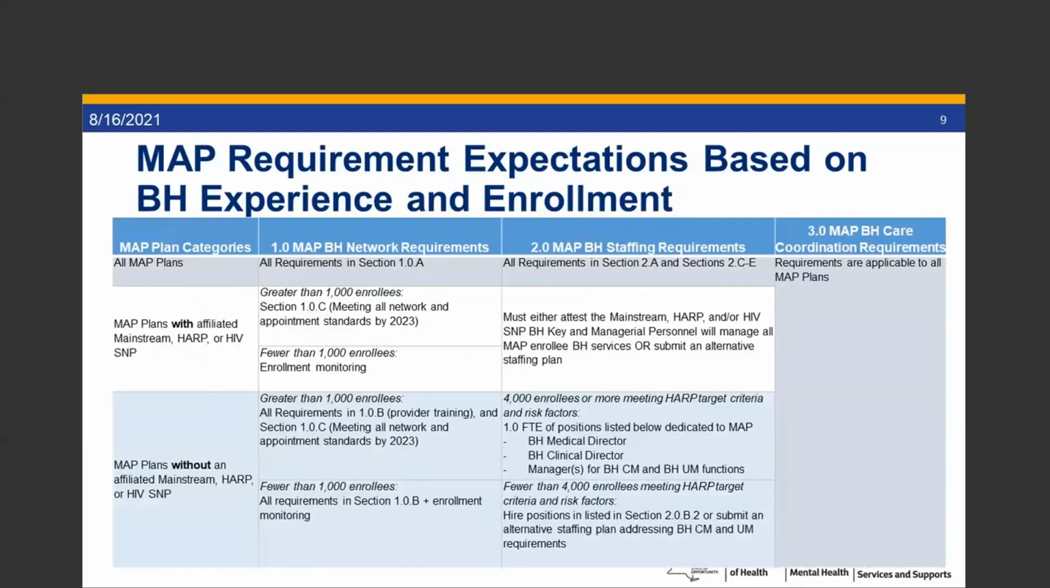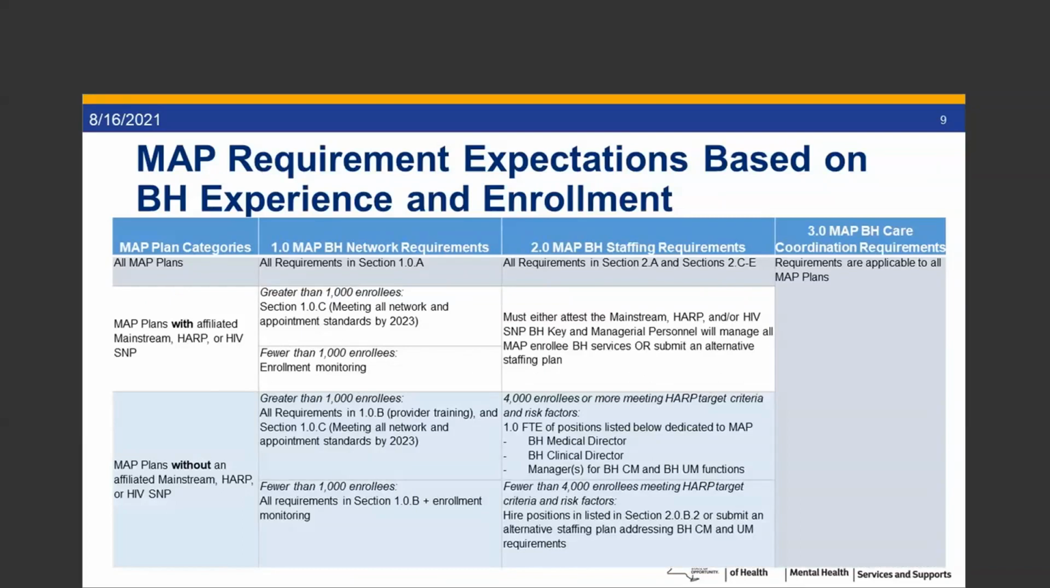Next slide. So I'm going to turn it over to Laura to just talk a little bit about those thresholds that I was talking about earlier and what would be expected of the plans. Great, thanks, Alyssa. Again, this is Laura Salso. I also work at OMH in the Division of Managed Care.